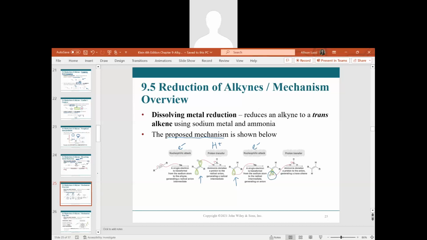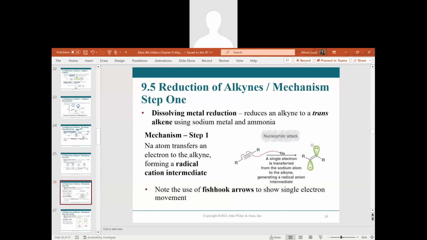And our last step will be another movement of a proton. We'll do another proton transfer and protonate our final product here, and we end up with this trans alkene. So this walks you through it step by step.